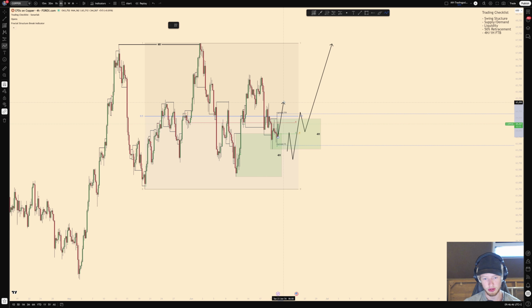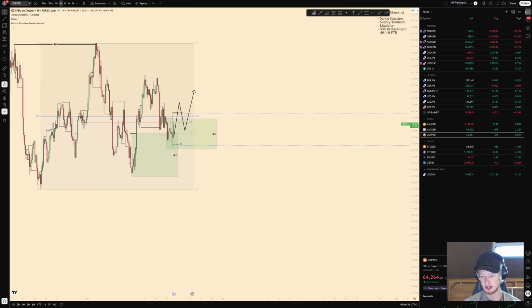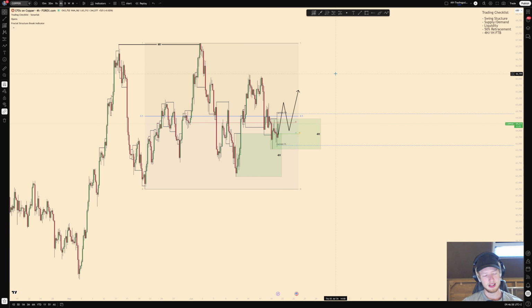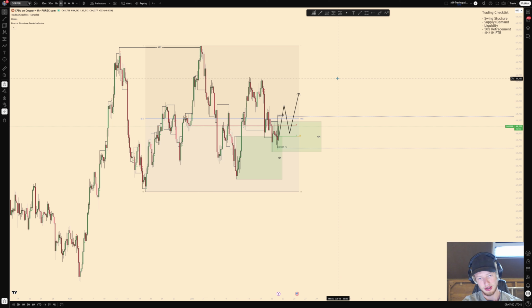I am waiting for another break up and then a retracement, and I would be happy to take that next trade in towards the highs if we get the extra confirmation there. Then we have already had all our pairs on the Monday morning.